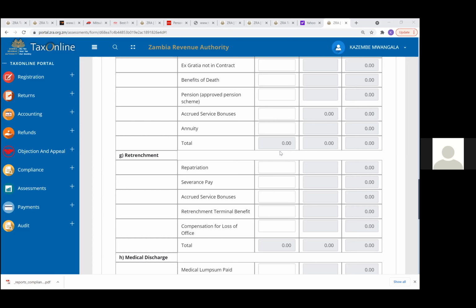So for AIT and subscription to a professional body, is a claim also done at the end of the year? Yes, they are also done at the end of the year, provided it's within the same year. AIT is done at the end of the year, and even professional body claims are also done at the end of the year, attaching the necessary documents. And what documents are required?